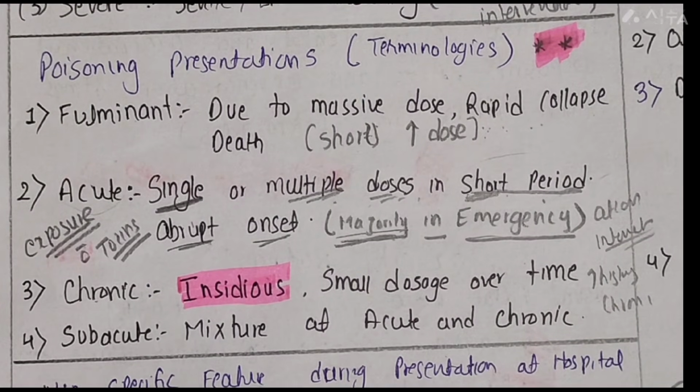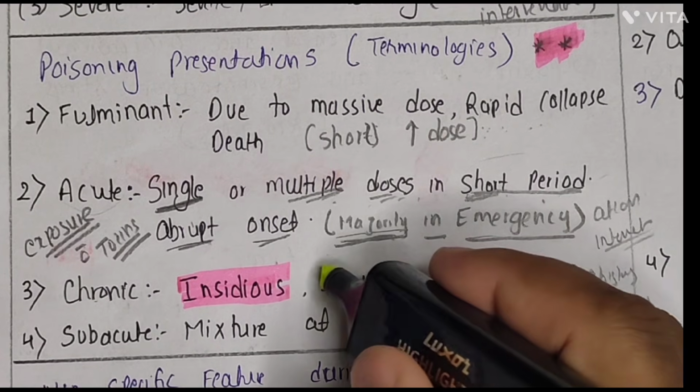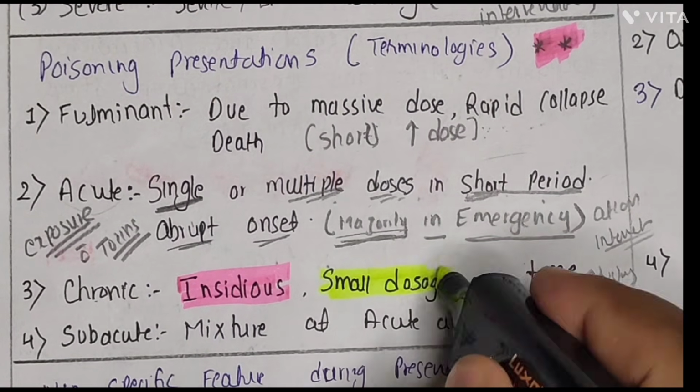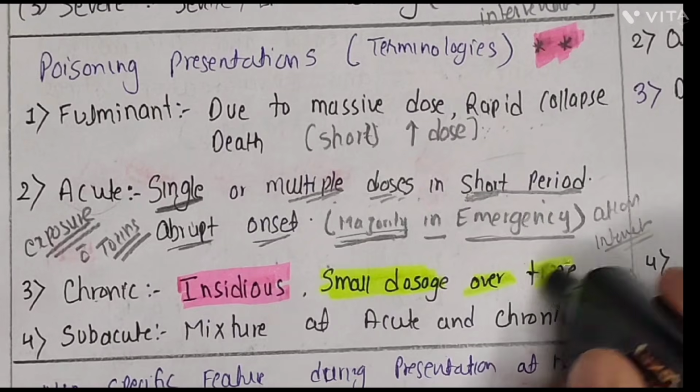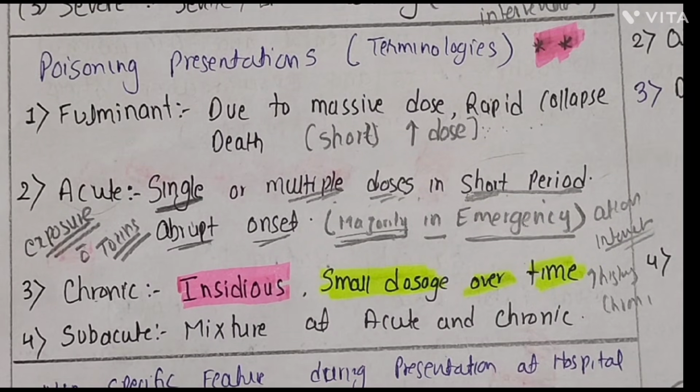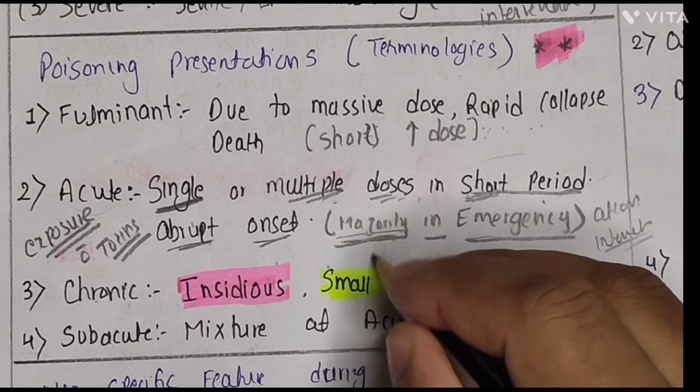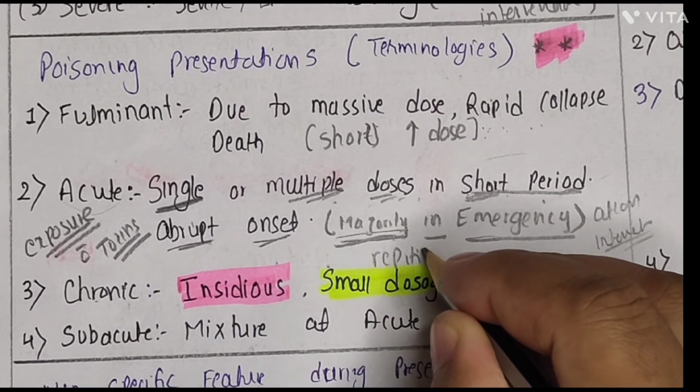Insidious matlab slowly, धीरे धीरे करके symptoms बढ़ेंगे. And generally the dose will be small but repetitive over a period of time. Here, what is important? These doses are repetitive in nature, right? Again and again, we are exposed to the same toxic compounds.